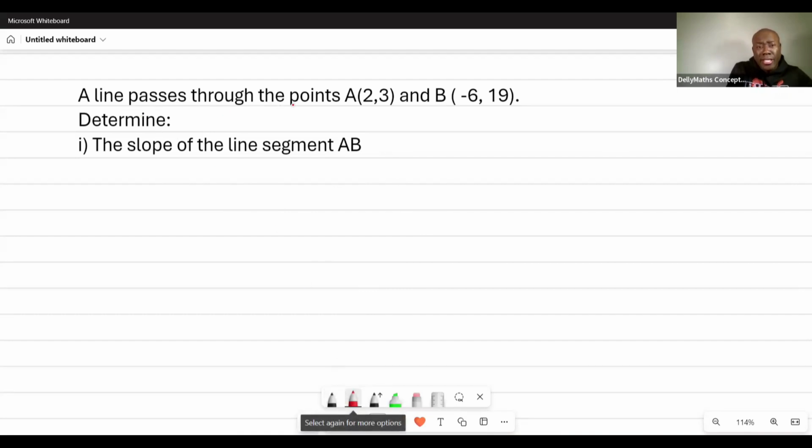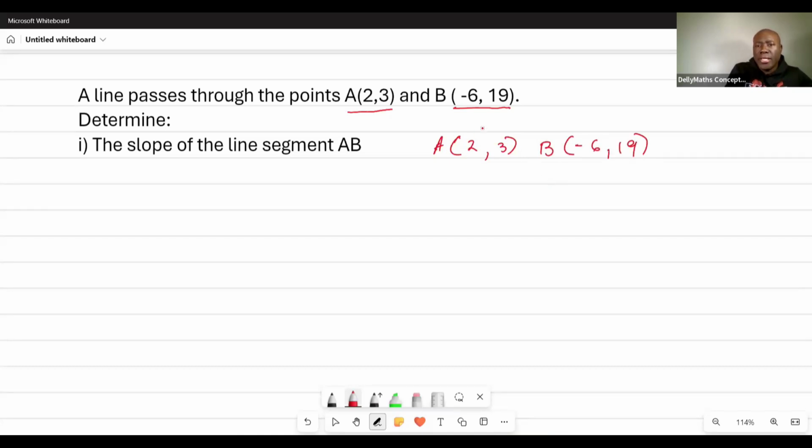A line passes through points A, which is (2, 3), and B, which is (-6, 19). There are a few questions. Question 1 says, determine the slope of the line segment AB. So we're trying to find the slope when given 2 points. Basically, we could label our points first. Point A is (2, 3), and point B is (-6, 19).